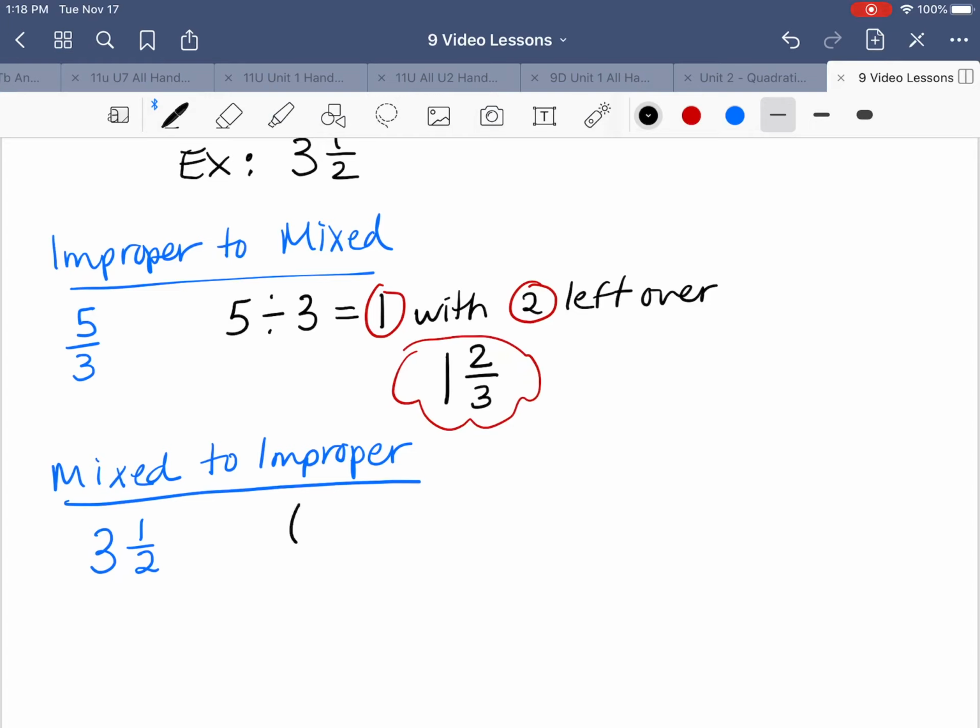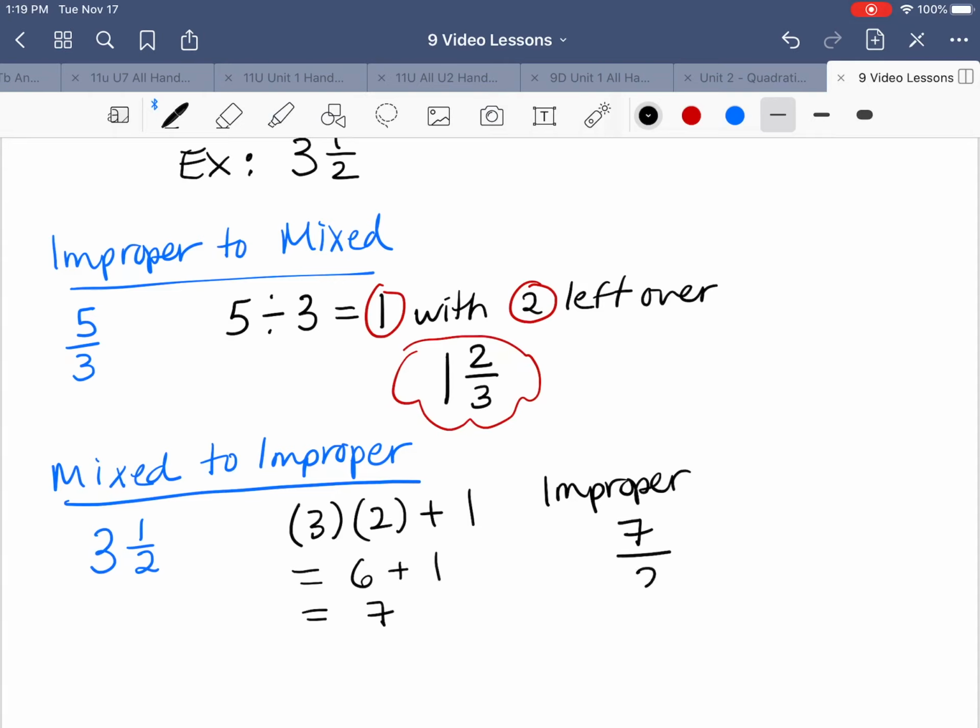So we would do 3 times 2 plus 1. That is going to give us 6 plus 1, which gives us 7. Now we take that number 7 and we put it over our denominator of 2. So in improper form, we would have 7/2.